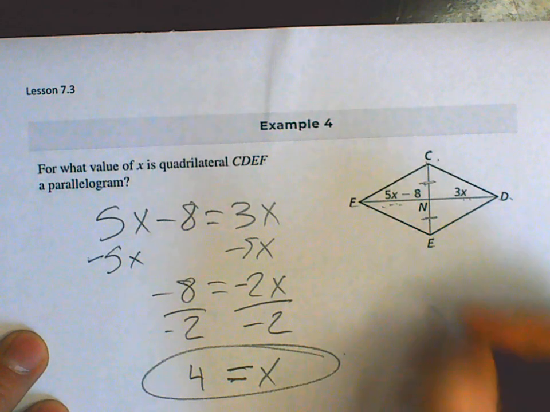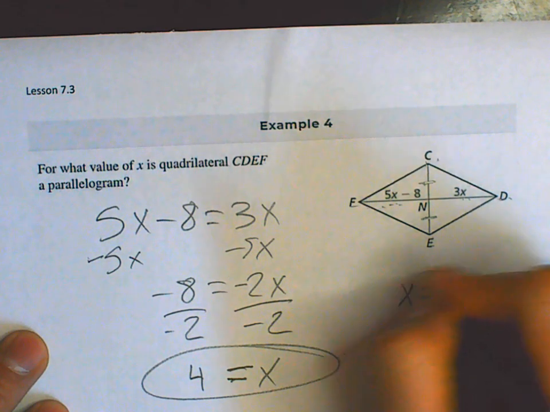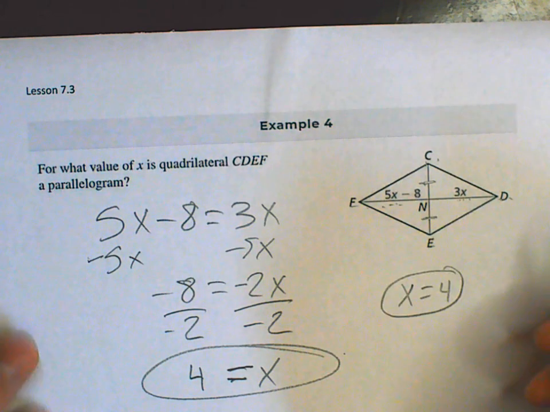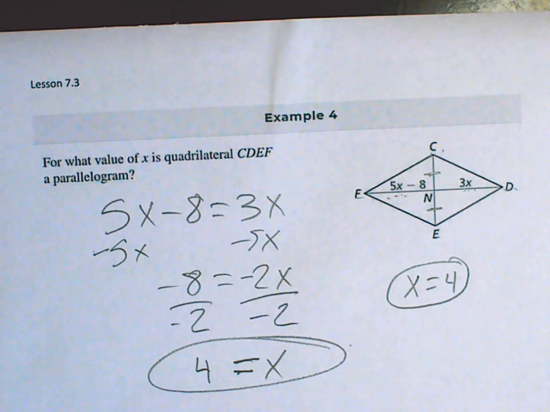So x equals 4. And you can go back and plug it in. That's going to be 12, and that's also going to be 20 minus 8, which is 12. Just in case it were to ask you for the segments, like the lengths of them.